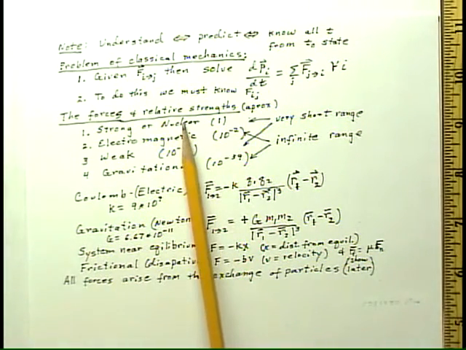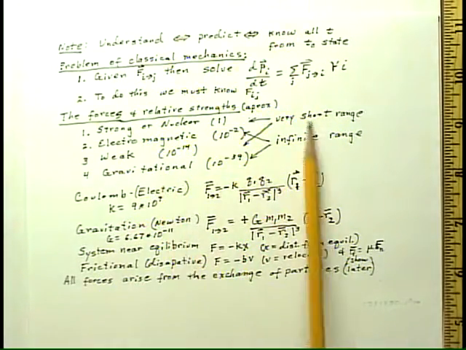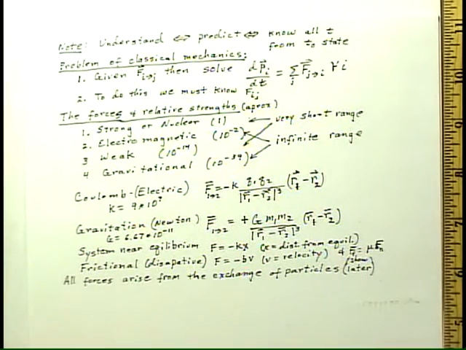We will discuss later in the course the particles that are exchanged for the strong and the weak interactions, which are massive and therefore result in a very short range.